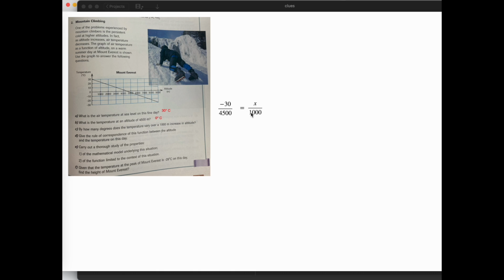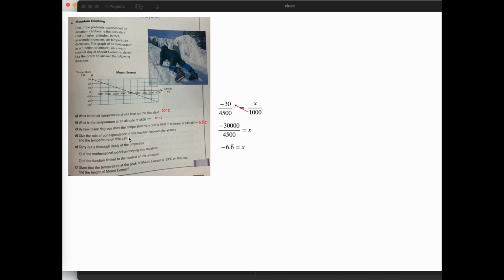We can set up a proportion like this, cross multiply. That gives us negative 30,000 divided by 4,500. Chop off the zeros, so you have negative 300 divided by 45, which gives us negative 6.6 repeating, almost negative 7 degrees. Negative 6.6 repeating degrees Celsius.